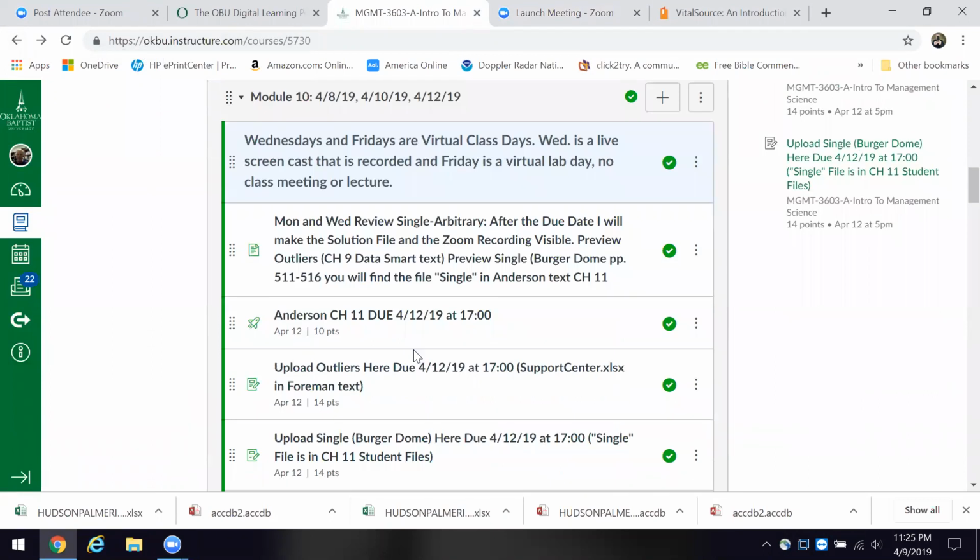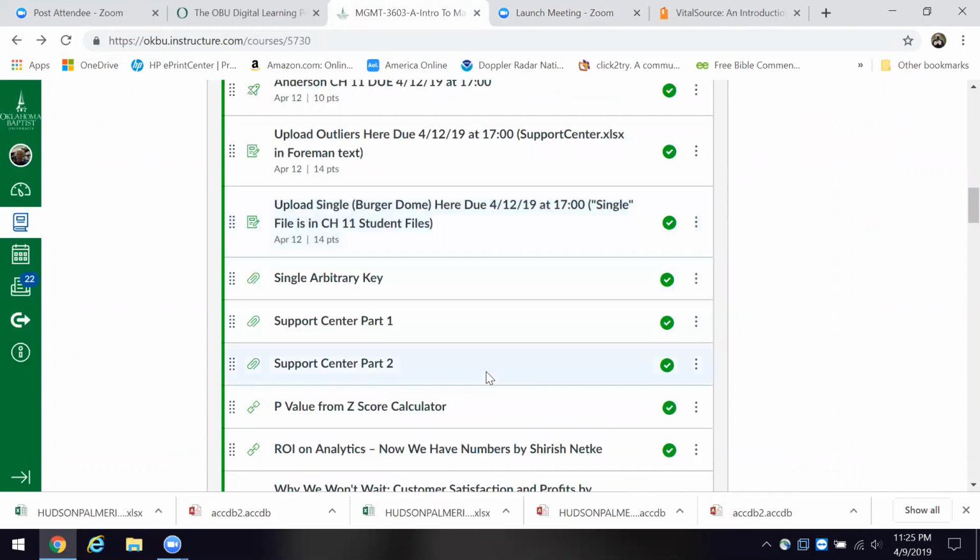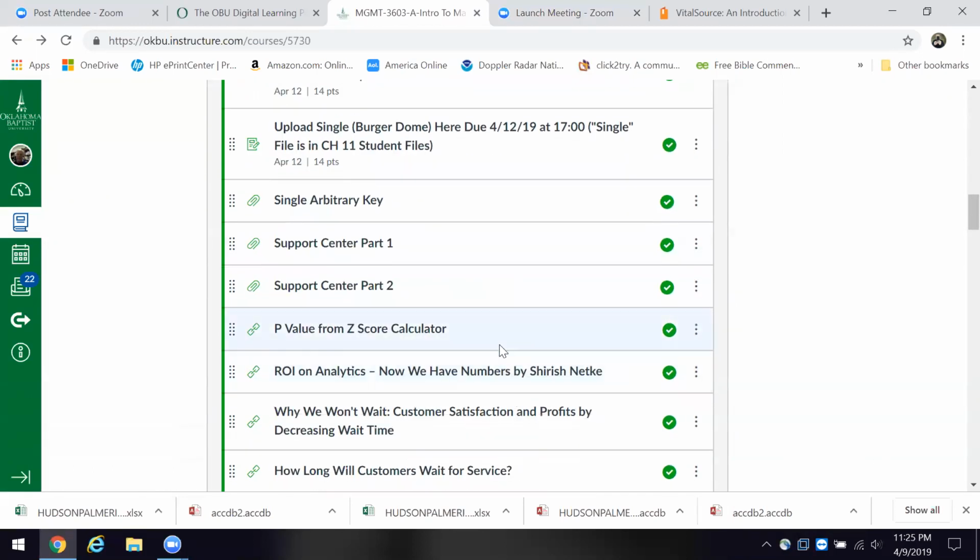And here in Module 10, the quiz over Anderson, Chapter 11, is due on the 12th, as is the outliers file. We're just going through the file, and all you need to do is upload it. The single Burger Dome does have a problem attached to it, and we'll look at it. Then I have some more resources here for when we work on the outliers case, as well as resources on z-score calculations.